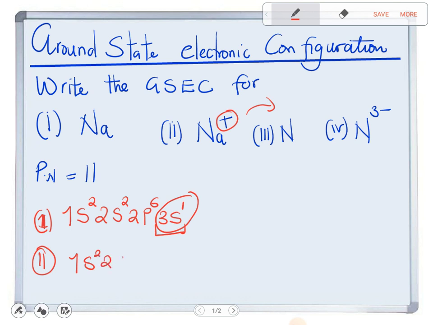1s2, 2s2, 2p6. This electron has been lost.